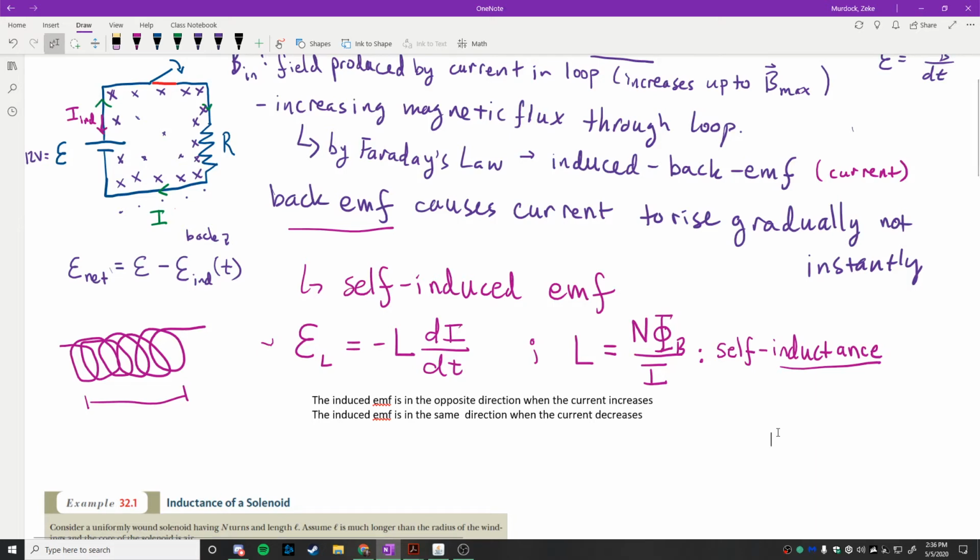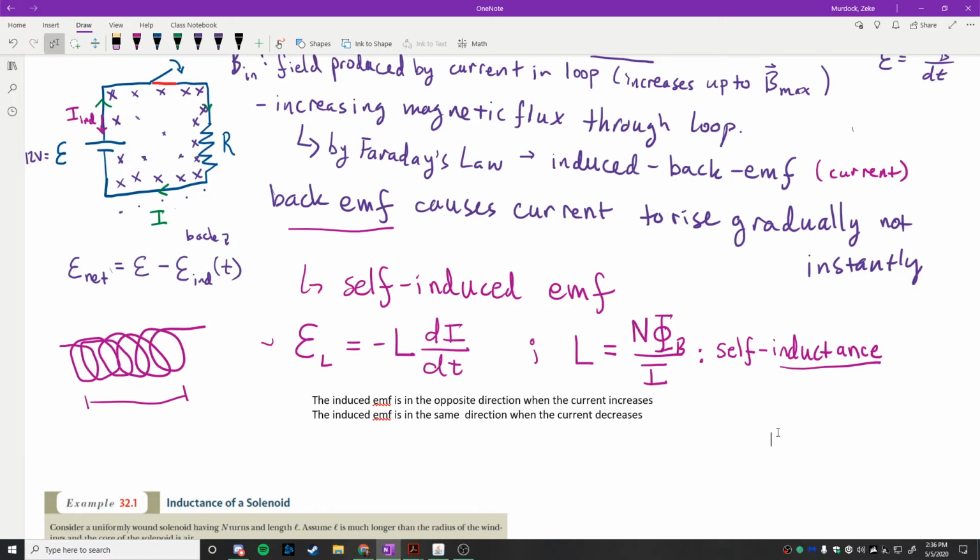The induced EMF is in the opposite direction when the current increases. It's in the same direction when the current decreases. This is like saying that when you're trying to turn on the current, there's a resistance to that, and it makes it so that it takes time for the current to turn on. When you try to turn off the current, this tells us that the induced EMF is going to continue to drive the current through the system.